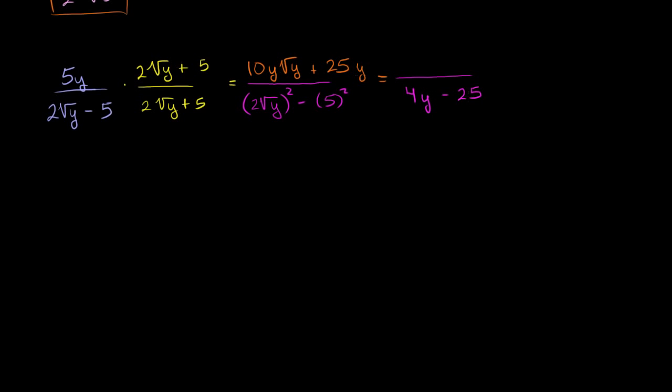And our numerator over here, we could keep it exactly the way we've written it. We could factor out a y. There's all sorts of things we could do. But just to keep things simple, I could write that as y to the 3/2, or as 10y times the square root of y. All of those are equivalent, plus 25y. Anyway, hopefully you found this rationalizing the denominator interesting.